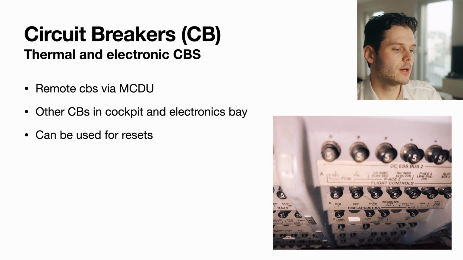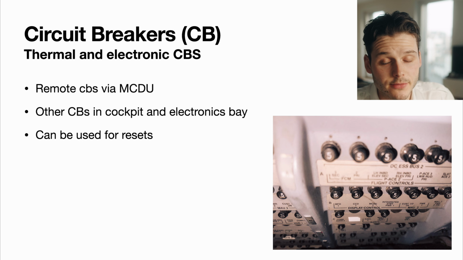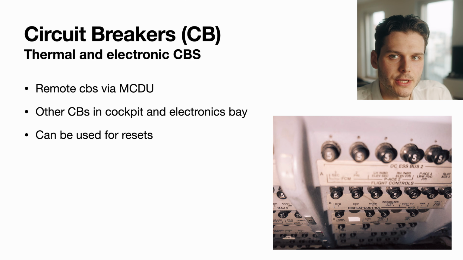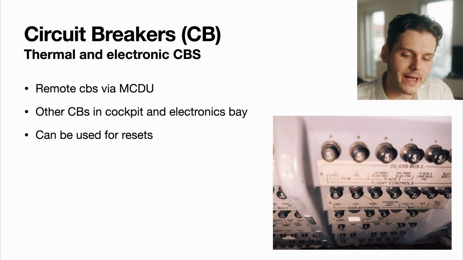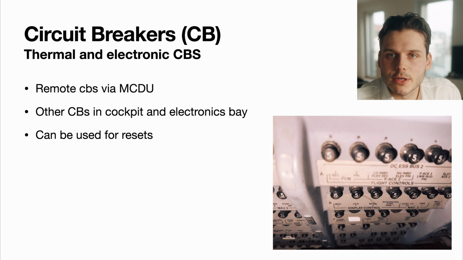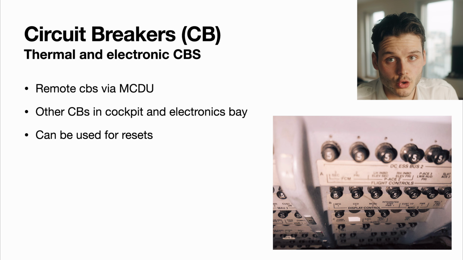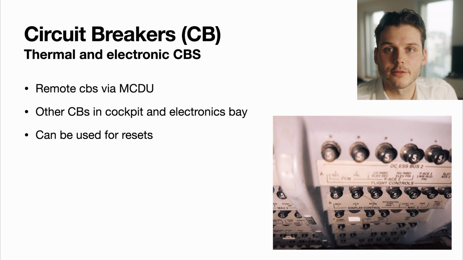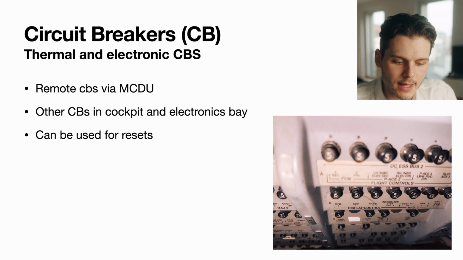Obviously, we also have circuit breakers. We do have two kinds of circuit breakers. We have remote CBs. Those are controlled by the MCDU, only by maintenance personnel. Obviously, we can look at the CB page to look if any circuit breakers are popped out. Maybe the APU is inoperative. Then there is a message on the ICAS which is called CB TRIP. And this is normal. This just tells us that there is a CB tripped due to maybe a faulty APU or something. And other CBs are in the cockpit or avionics bay, and CBs can be used for reset.